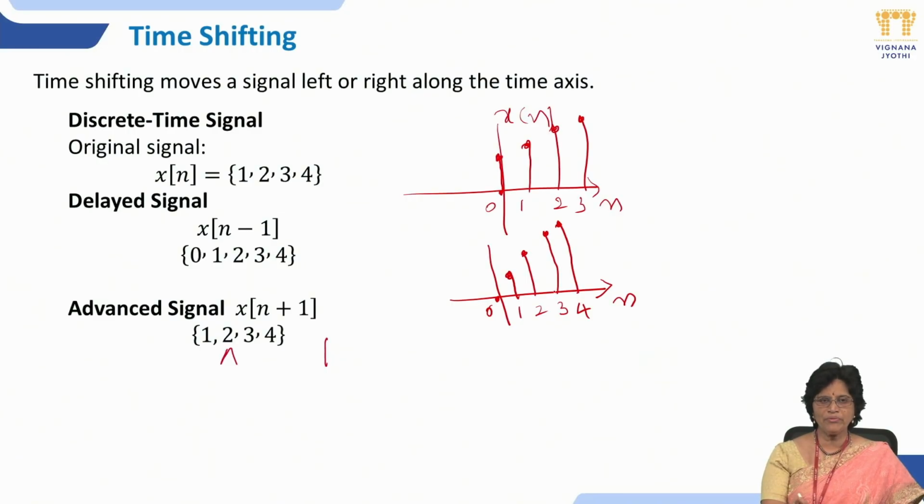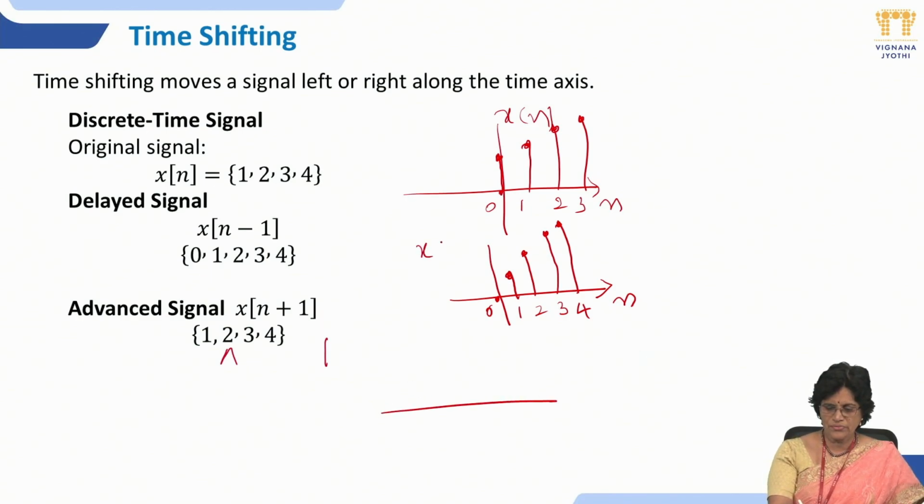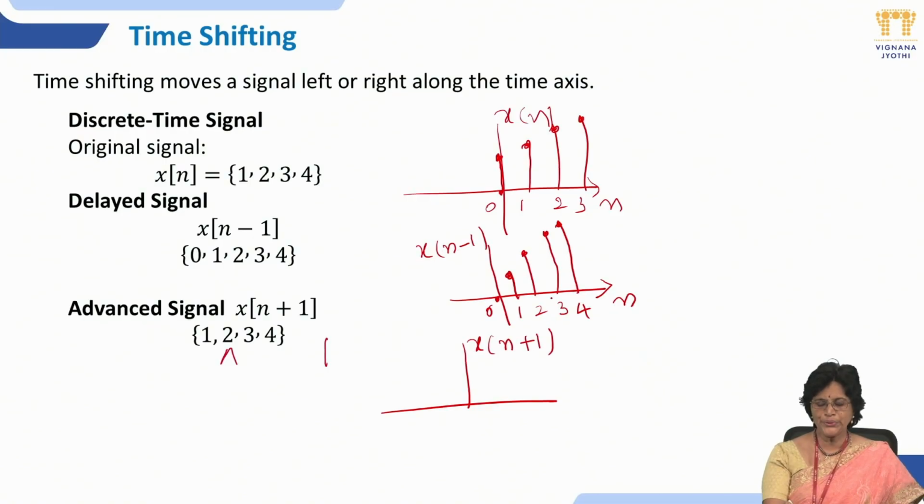So now coming to advance. In the case of advance, for example, if you take x of n, this one is x of n plus 1. Always you have to consider the original signal x of n. You should not take an in-between signal. Only you take x of n and that signal should be shifted towards left by 1 unit. So instead of starting your signal at 0, now in this case your signal starts from minus 1.